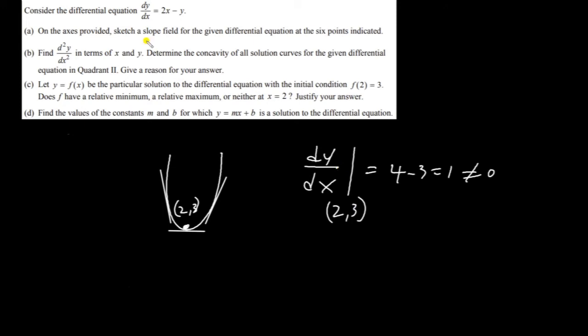This was a 2-point question, 1 point for considering the derivative at the point (2, 3), and another point for the correct conclusion with the justification. Okay, part D. Find the values of the constants m and b for which y equals mx plus b is the solution to the differential equation.